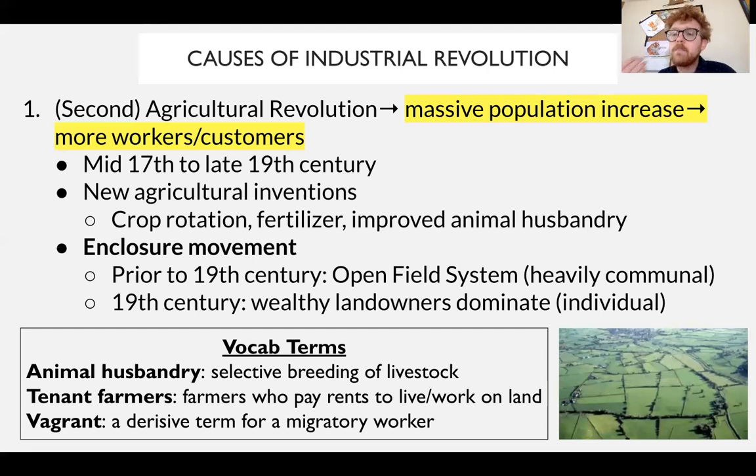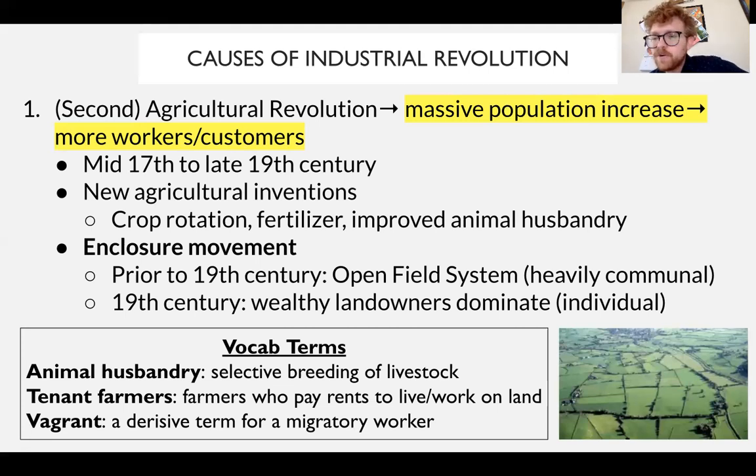But what else about the agricultural revolution is contributing to the industrial revolution? Well, it is a movement known as the Enclosure Movement. And let me describe what that is. So before I even do that, let me set the stage of what Great Britain is like in terms of land ownership. Well, throughout the Middle Ages, most farmland was under what we call the open field system.